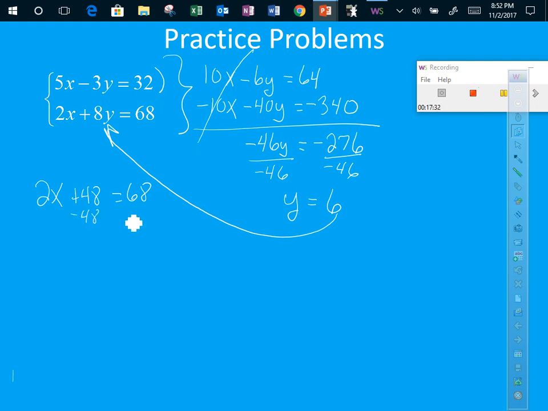Let's subtract 48 from both sides and get 2x equal 20. Divide both sides by 2 and get 10. So your solution is 10, 6.